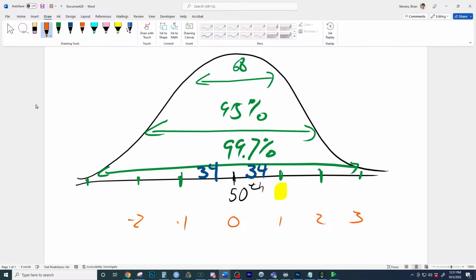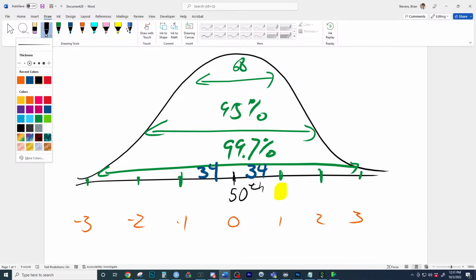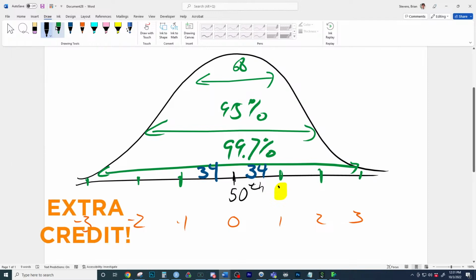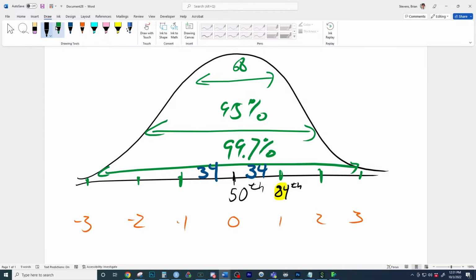Not the 75th. Good guess. How would you figure out the percentile right there? The 84th. Why is that the 84th percentile? Why? Good answers right there, everyone. Good practice. Why is that the 84th percentile? Why is that the 84th?